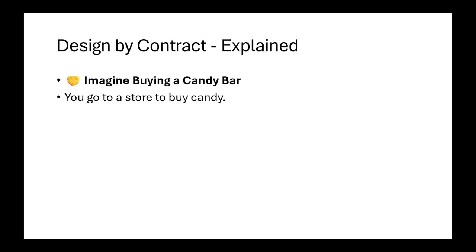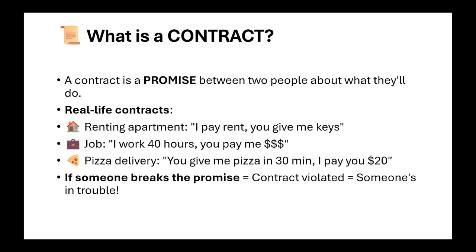So let me now explain what design by contract is. Again, I will explain it with a simple example. Imagine you are in a store and buying a candy bar. So here you will make a contract. A contract is simply a promise between two people or two systems or programs on what they will do.